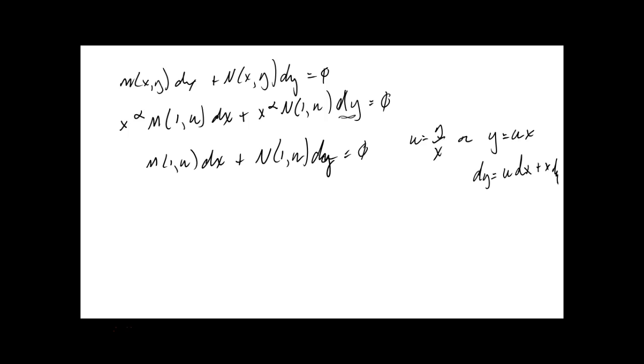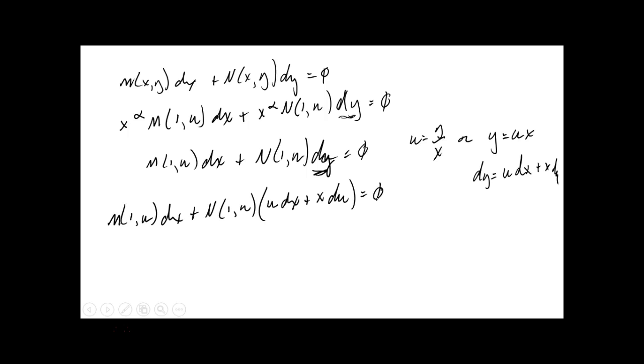Right? Even though I'm running off the page there. Okay? So let's put that into this equation right here: M of 1, u dx plus N of 1, u. And now we put this instead: u dx plus x du. Finally, we got rid of the dy, and that's equal to 0.